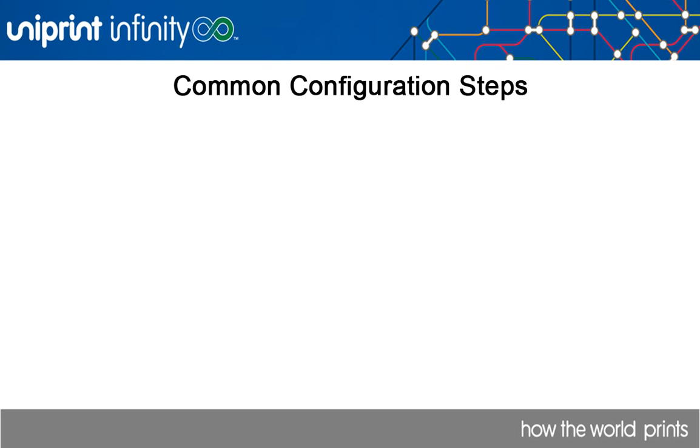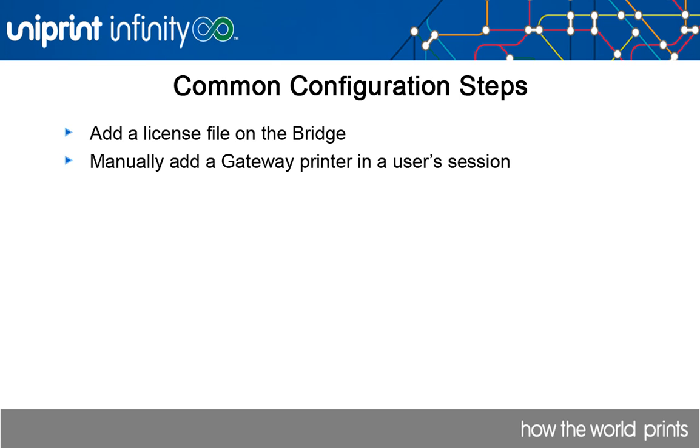In this video, we'll go through some basic configuration steps that can be taken in a print server environment. First, we'll add a license to the license server, which in our setup is also the bridge. Second, we'll start an RDP session and manually add a gateway printer.